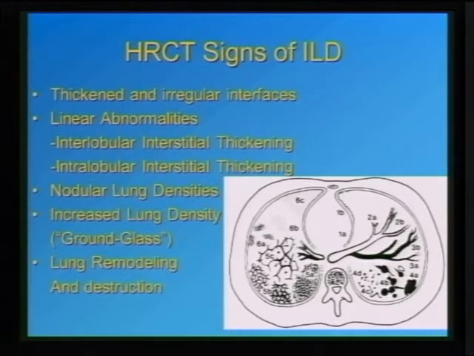The first one is this thickened and irregular interfaces. If you remember, the interstitium also outlines the visceral pleura, or just below the visceral pleura, but also it outlines the axial interstitium along the vessels and along the bronchi. So in early and minimal interstitial lung disease, you're going to start to see this irregular interface between the pleura and the parenchyma. Instead of having this smooth appearance, you have this irregular appearance.